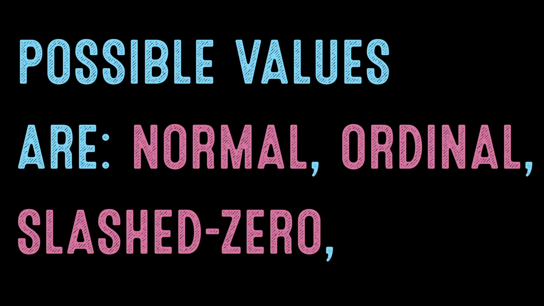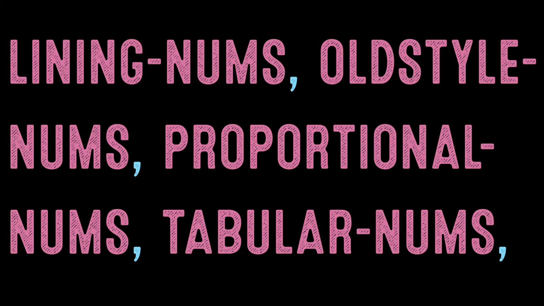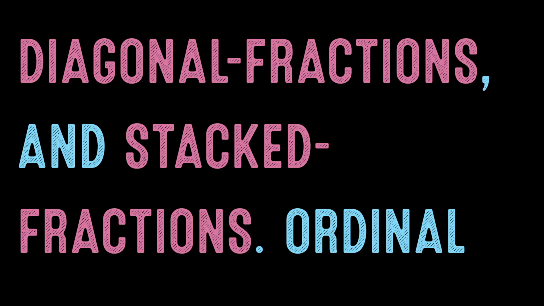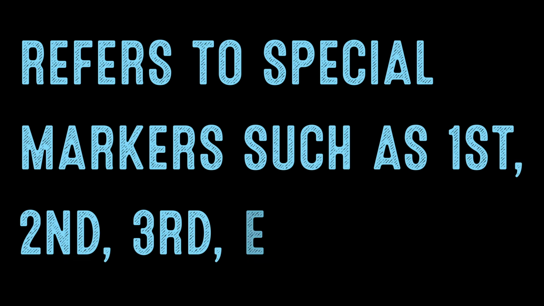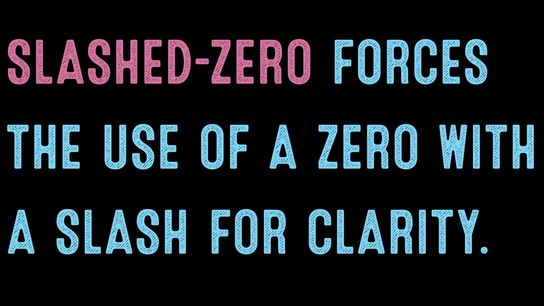Possible values are normal, ordinal, slashed-zero, lining-nums, oldstyle-nums, proportional-nums, tabular-nums, diagonal-fractions, and stacked-fractions. Ordinal refers to special markers such as first, second, third, etc. Slashed-zero forces the use of a zero with a slash for clarity.